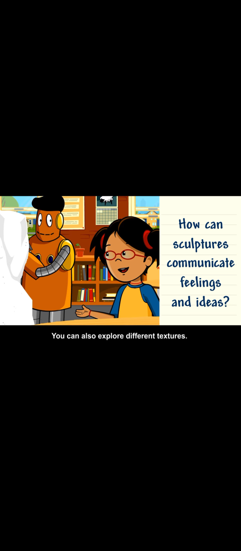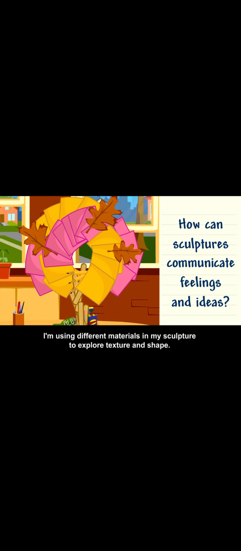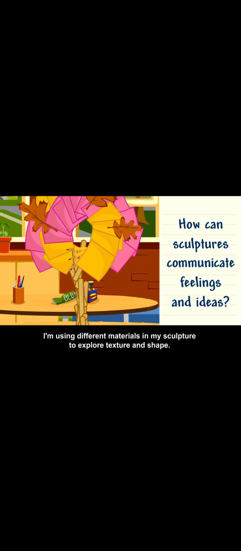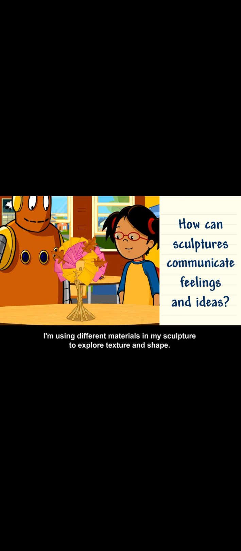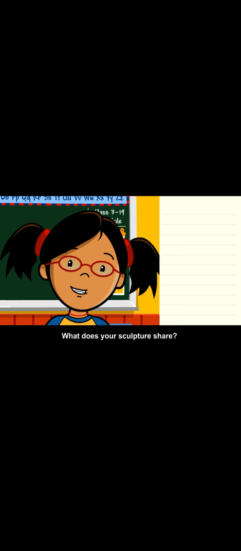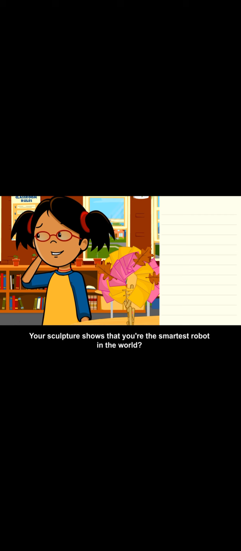You can also explore different textures. Texture is how something feels. I'm using different materials in my sculpture to explore texture and shape. My sculpture communicates how we use things from nature. What does your sculpture share? Your sculpture shows that you're the smartest robot in the world?